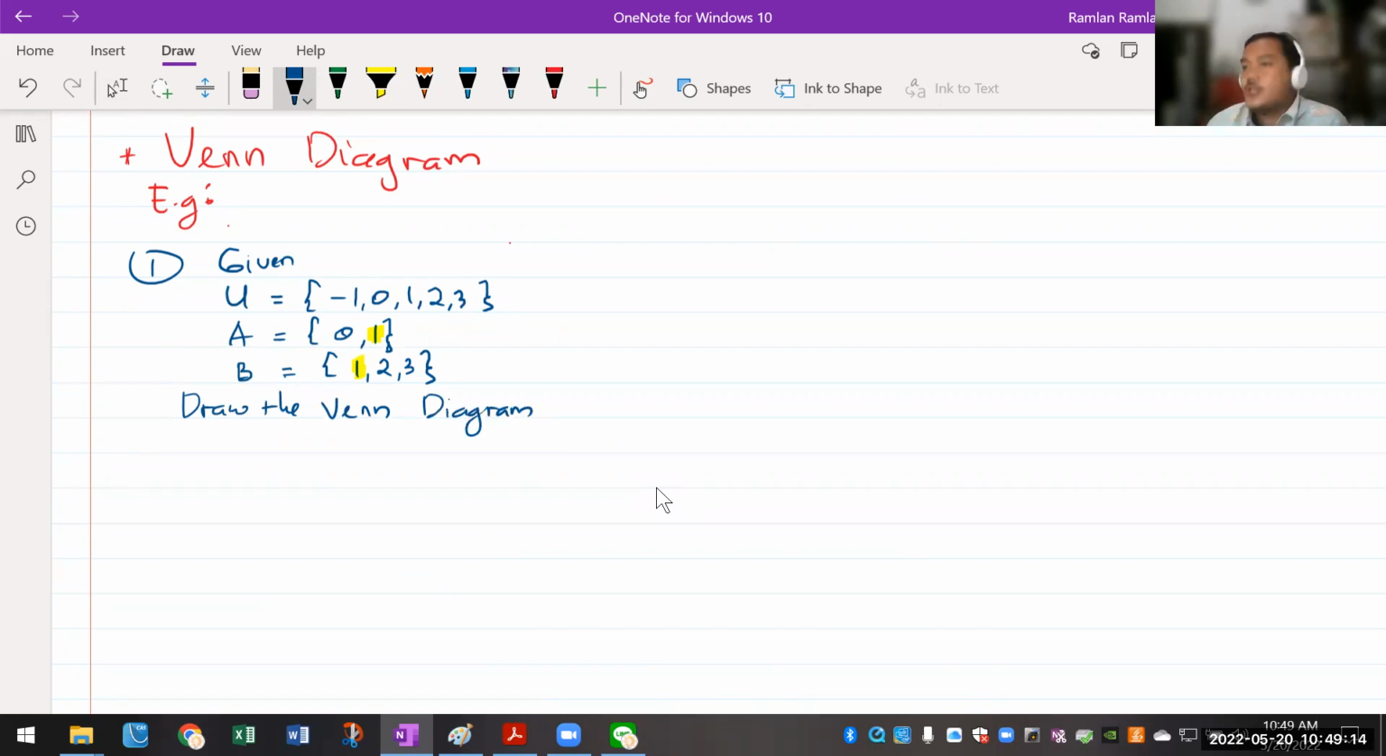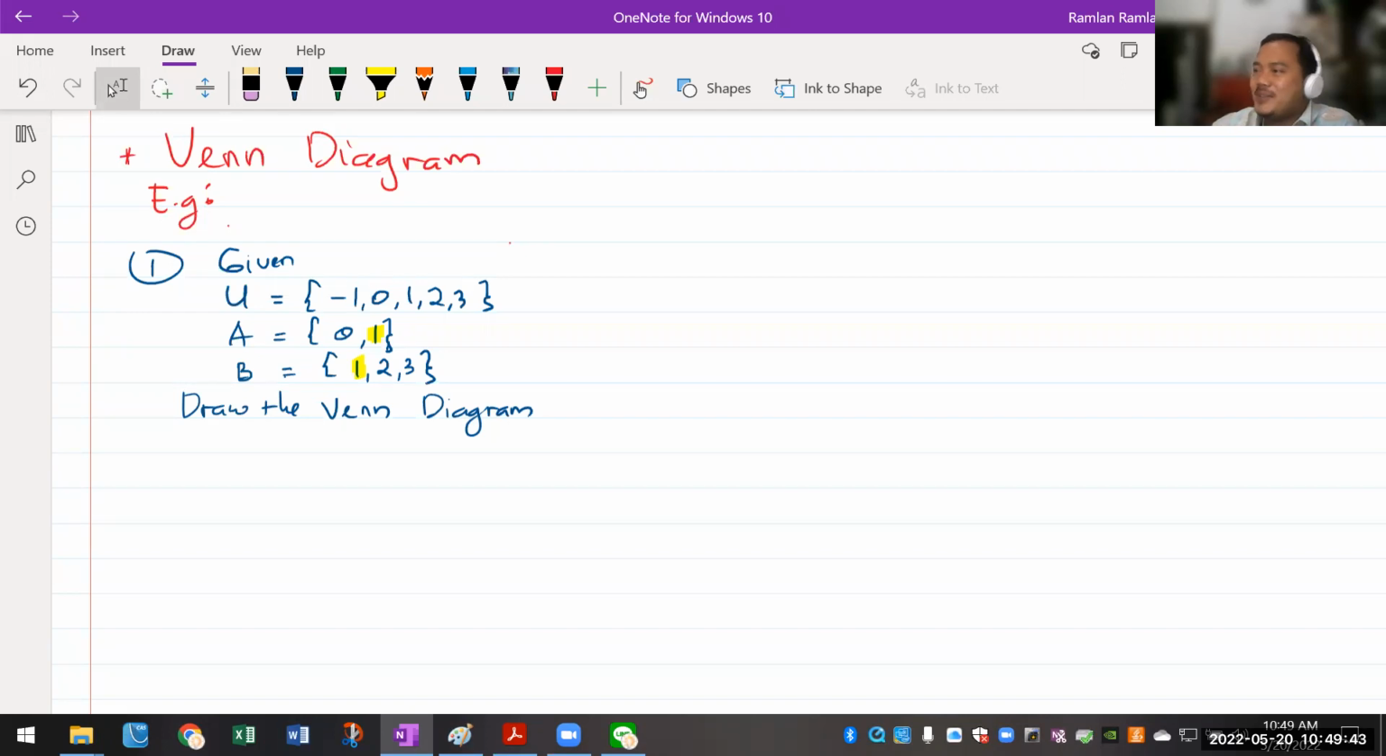Okay, so when you want to draw the Venn diagram, the first thing that we need to do is to investigate whether these sets, set A and B for this one, are overlapping or disjoint. Does anyone still remember what overlapping is, what disjoint is? It seems no one remembers.